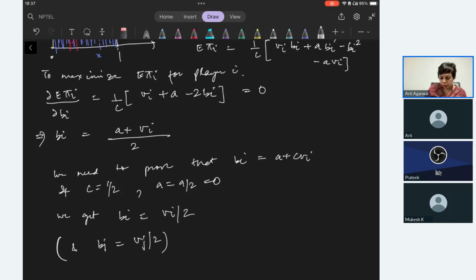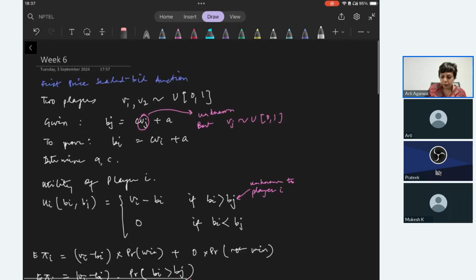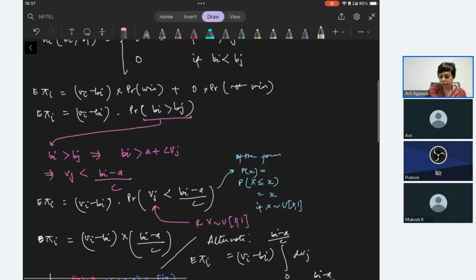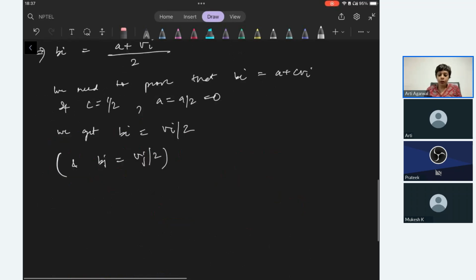So this is the first price sealed bid auction with the linear strategy, and we have taken the uniform random variable as 0, 1, and this is the proof. Any other question on this? If not, I will move on to the next question.